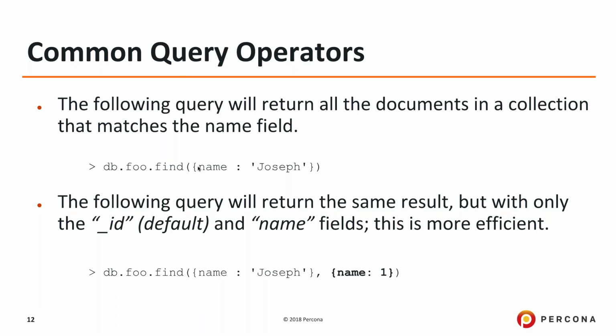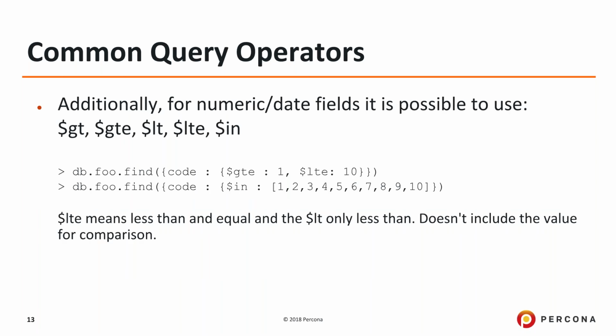So in the second example here, I've added a second option to the find query in a second set of braces. I've made that bold. That just says name: 1, and that's telling Mongo that I only want the name field to be returned. By default, Mongo will also return the _id field, which is a default unique ID for the document. So the second query could be a lot more efficient if that document that matches Joseph was 16 megabytes in size, and I just wanted the name. This second query is going to be much more efficient because I'm just returning an ID and a name instead of a large document. That's important.